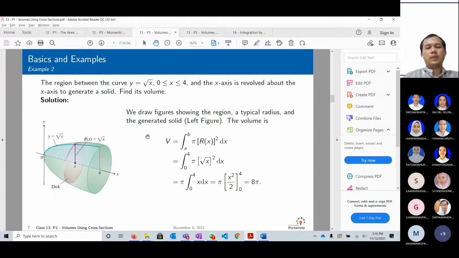So the volume is basically the integral from 0 to 4 of pi times the radius squared. The radius here is the curve y equals square root of x. So the radius is square root of x. We take it, we square the radius, dx. The volume of this guy is 8 pi.